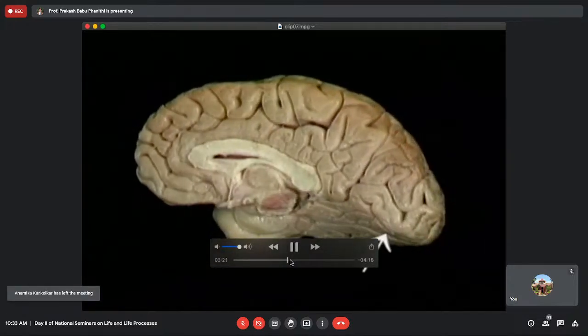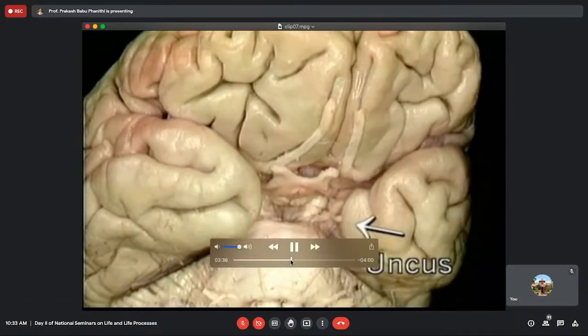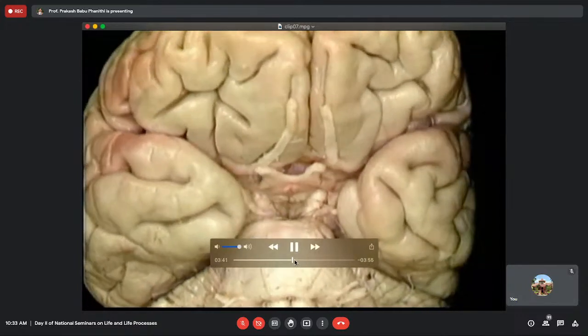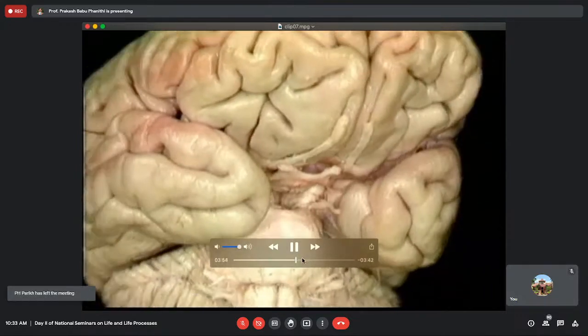The sloping underside of the occipital lobe conforms to the upward slope of the tentorium. The tip of the temporal lobe is the uncus. The uncus lies just above the tentorial incisure, which is here. The olfactory nerve emerges.